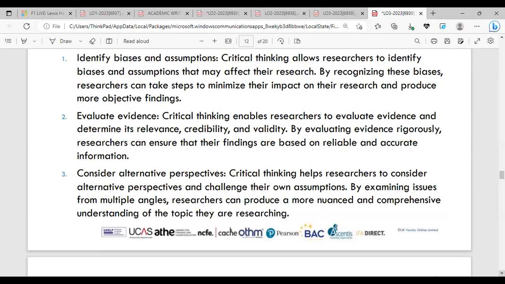Consider alternative perspectives. Critical thinking helps researchers to consider different perspectives, maybe from a different industry. We can question assumptions, based on someone else's views, and draw our own conclusions by examining the issues from multiple angles. Researchers produce a more comprehensive understanding about the topic and research.